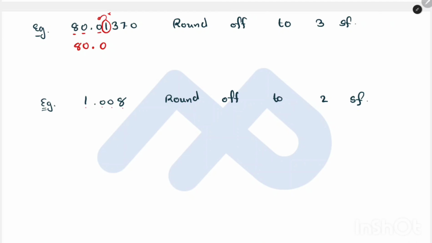1, 2, 3, 4 significant figures are there, and we want to round off to the nearest 2 significant figures. So 1 is a significant digit, 0 is significant. After that, if it is 5 or more than 5, then only you are supposed to add anything, but here it is not, so we'll not add anything. 1.0 itself is 2 significant figures. Clear? I hope this is clear.